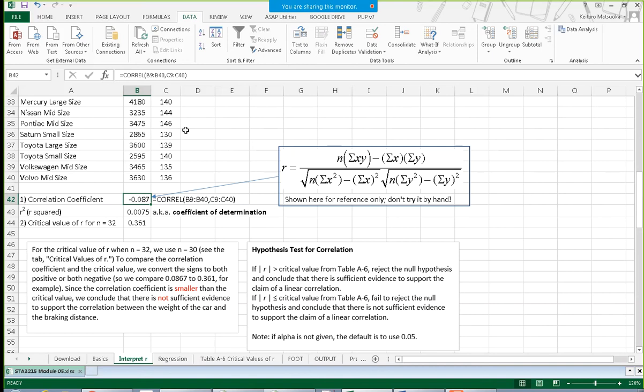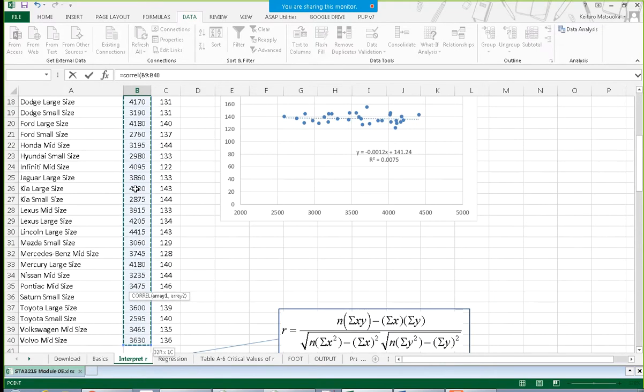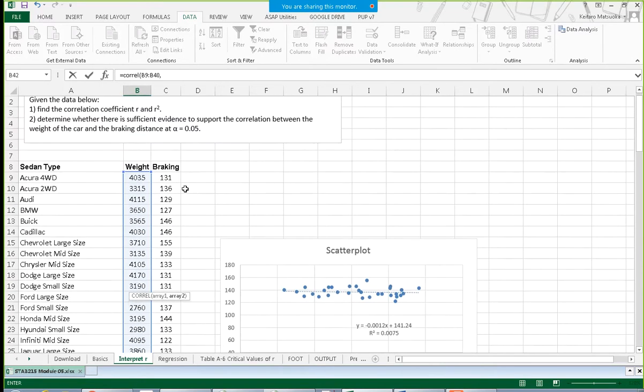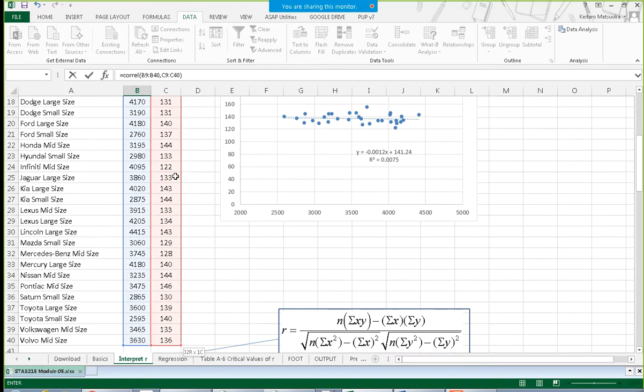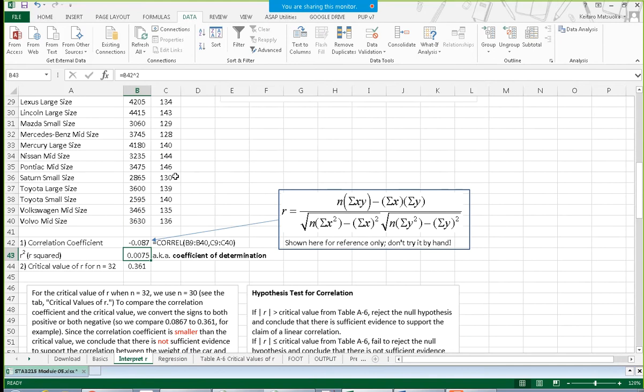So here's how you do it. Equal sign, CORREL, open parenthesis, select the first variable, which is this, comma, and then choose the second variable, close parentheses, press enter, and you get negative 0.087. That's your correlation coefficient.